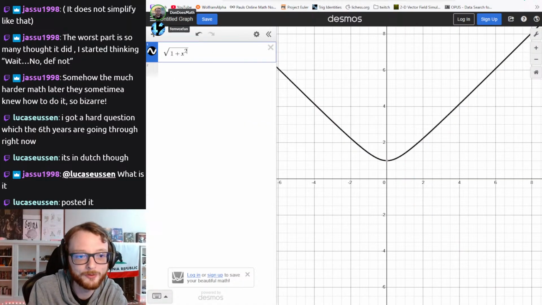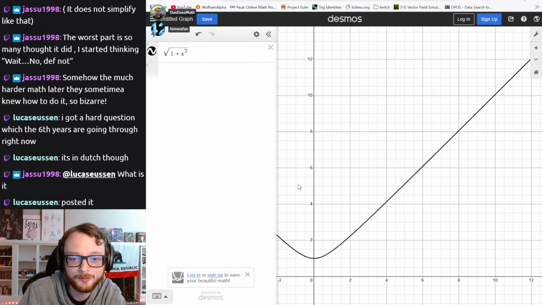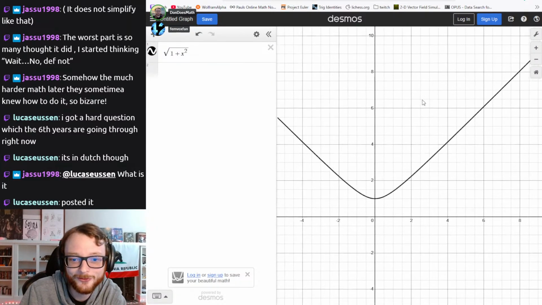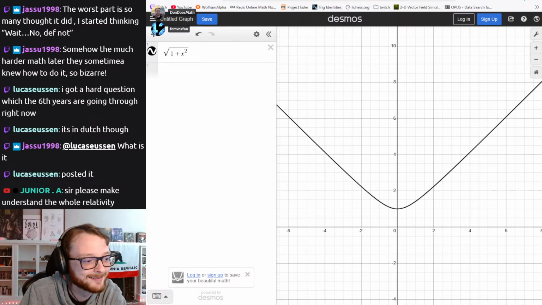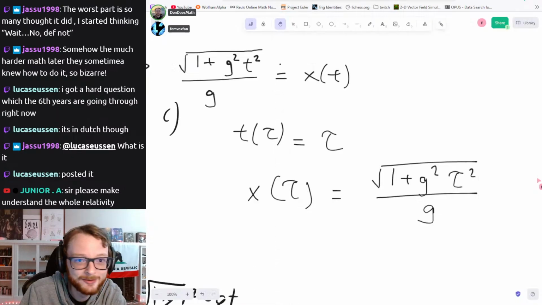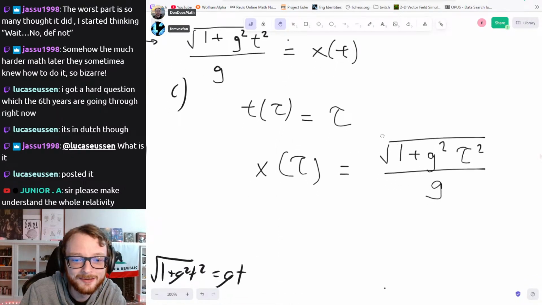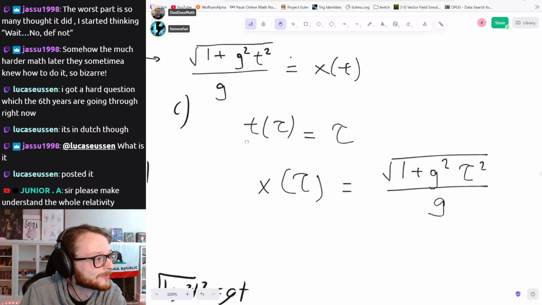6 square root 1 plus x squared. Oh, it's like a hyperbola. Well, these things always just come back to haunt us. Okay. Junior, I wish I could. That's the goal. We're trying to understand all of relativity.